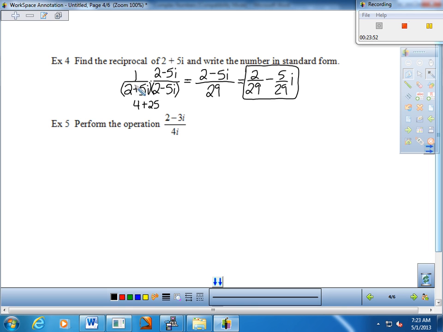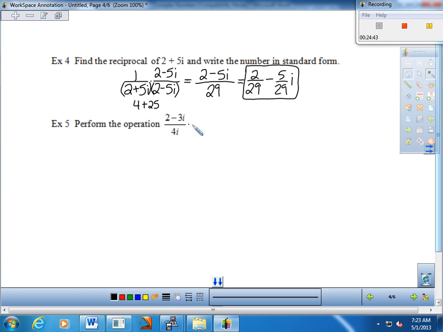Now, dealing with a pure imaginary number is slightly different. I want to determine how many times 4i divides into 2 minus 3i. But again, I'm not setting up some type of division algorithm. I just want to get rid of the i. If I can do that, I've really actually performed the operation.